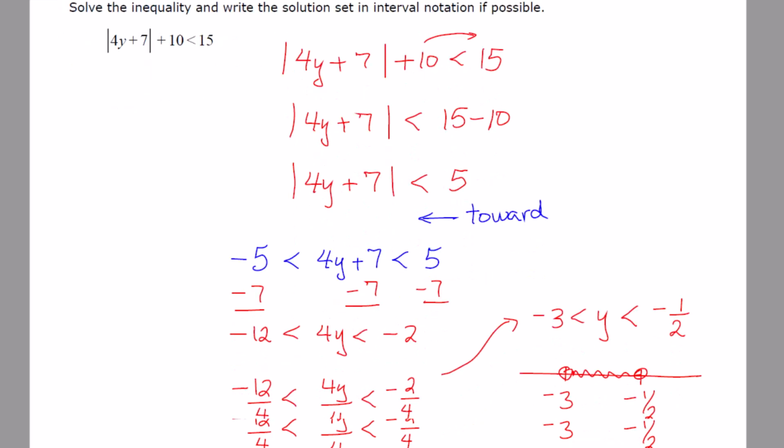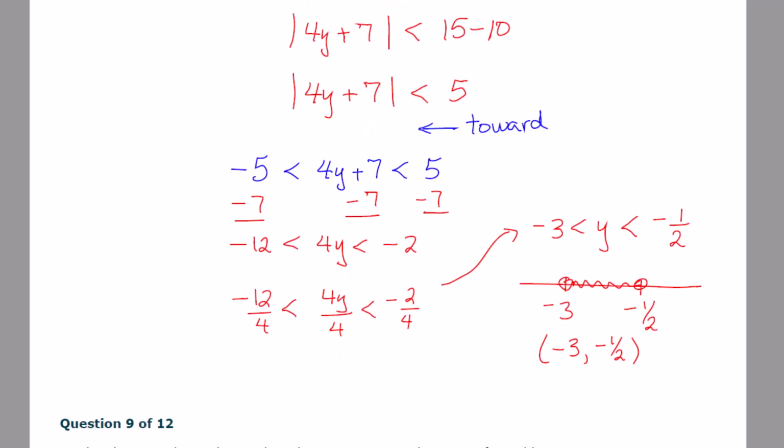I don't quite have y by itself yet, so I'm going to divide everything by 4. Minus 12 over 4 is minus 3. Minus 2 over 4 is minus a half. No equals, so open dots. And when I write it in interval notation, I've got parentheses.